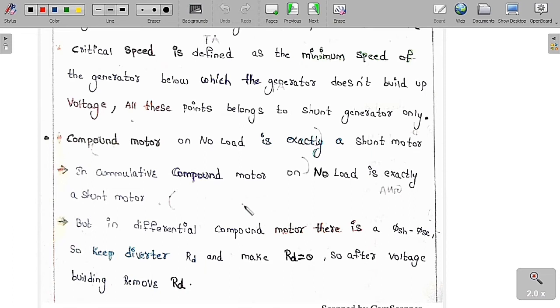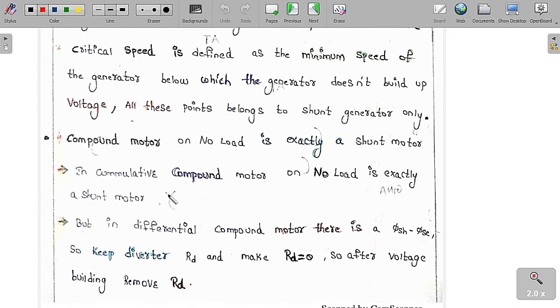But in a differential compound motor the net flux is equal to phi SH minus phi SC. So because of the series field winding, we have to keep a diverter. Whenever RD is equal to 0, no current passes through the series field, so ISC is equal to 0 and it acts like a shunt motor. So keep diverter RD, make RD equal to 0, and after voltage building, remove RD.